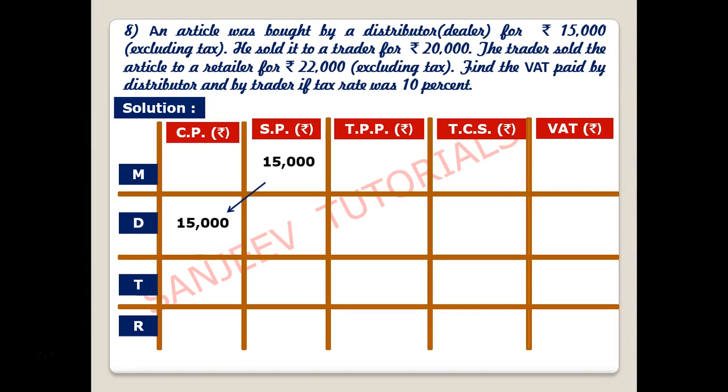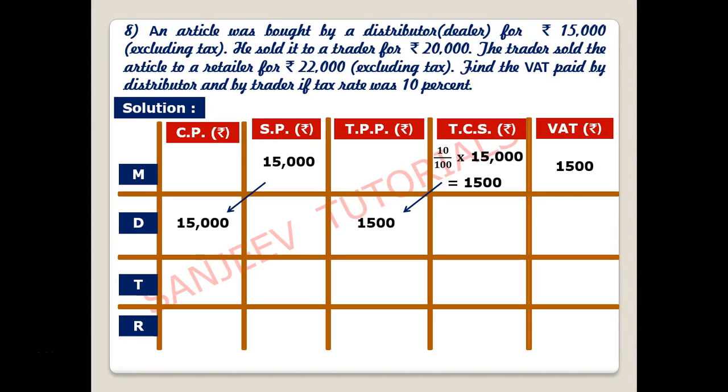Tax collected on sale by manufacturer is 10% of 15,000, that is rupees 1500. This tax is collected by the manufacturer from distributor. So distributor at the time of purchase pays rupees 1500 to the manufacturer. This rupees 1500 directly goes to the government as tax.